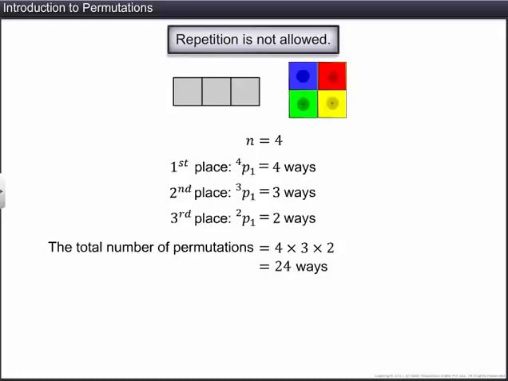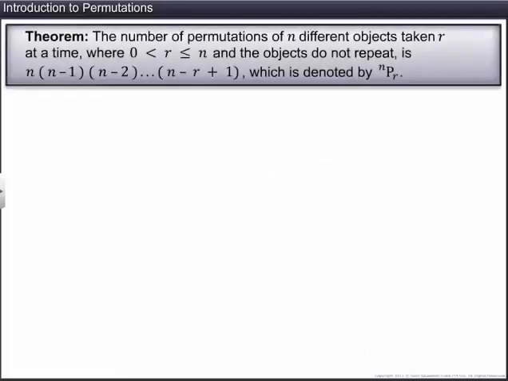Now, we will see a theorem on permutations. The theorem states that the number of permutations of n different objects taken r at a time, where 0 is less than r is less than or equal to n, and the objects do not repeat, is n multiplied by n minus 1 multiplied by n minus 2 and so on to n minus r plus 1, which is denoted by nPr.